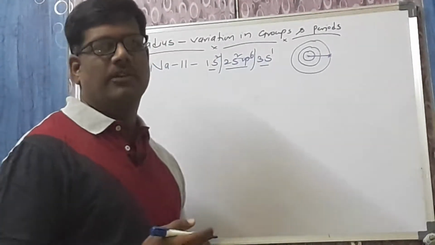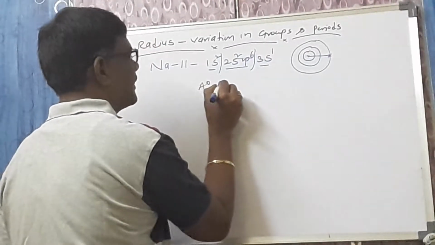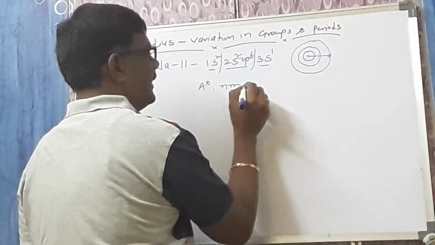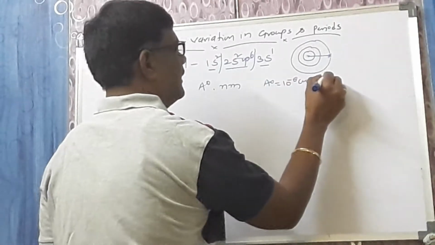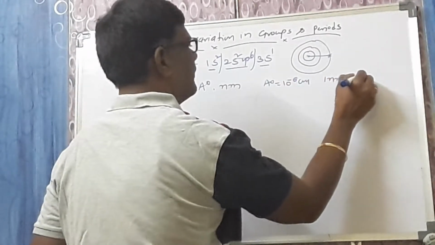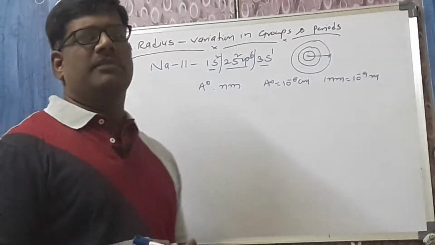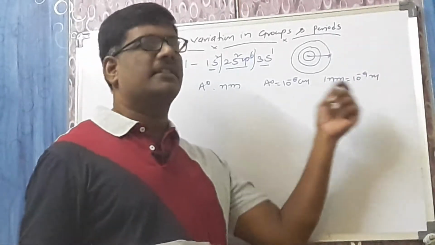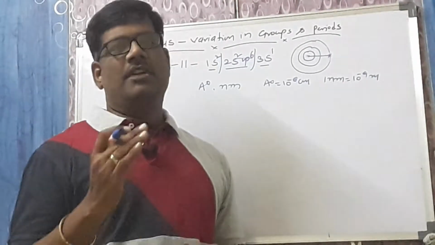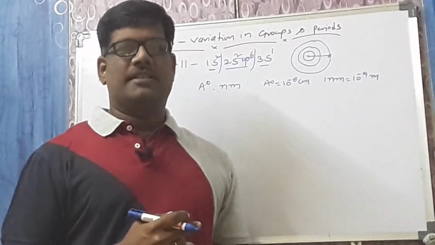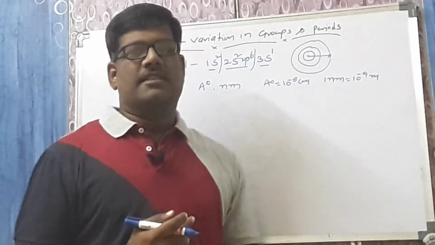How to calculate the atomic radius? What are the units? The units are the angstrom and nanometer, where 1 angstrom is equal to 10 to the power of minus 8 centimeter, and 1 nanometer is equal to 10 to the power of minus 9 meters. Distance can be calculated in centimeters and meters, but atomic radius is particularly calculated in terms of the angstrom. 1 angstrom is equal to 10 to the power of minus 8 centimeter. 1 nanometer is equal to 10 to the power of minus 9 meters.